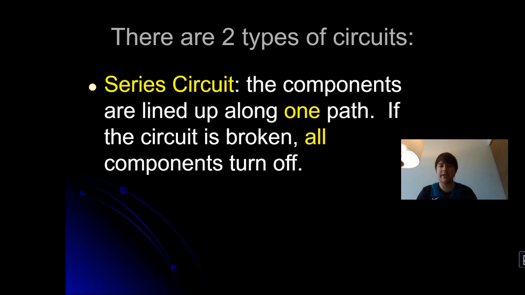All right, two types of circuits as well. So essentially, we talked about the two types of currents, but we're going to go into specifically the two names of the types of circuits that we would have. We have a series circuit, and we will talk about the other one later. A series circuit is saying that all of the components are lined up along just one path. If we break one circuit, all the components are turned off.